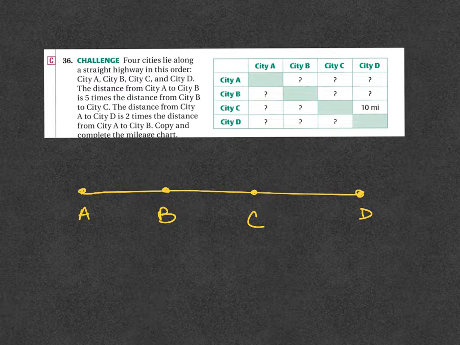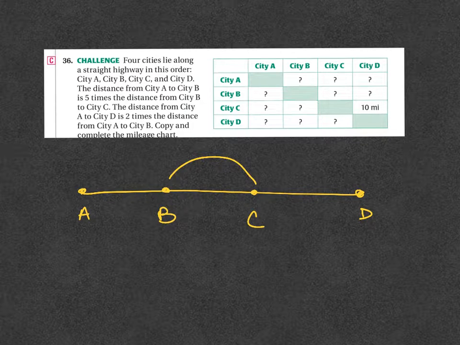Then it says the distance from A to B is 5 times the distance from B to C. So do I know anything about this length, the B to C? No, that's my variable. So make it X, make it D, I don't care what you make it. I'm going to make it X. This is my X. I know nothing about that length. But they just gave me a comparison. A to B is what? 5 times that length, which means 5x.